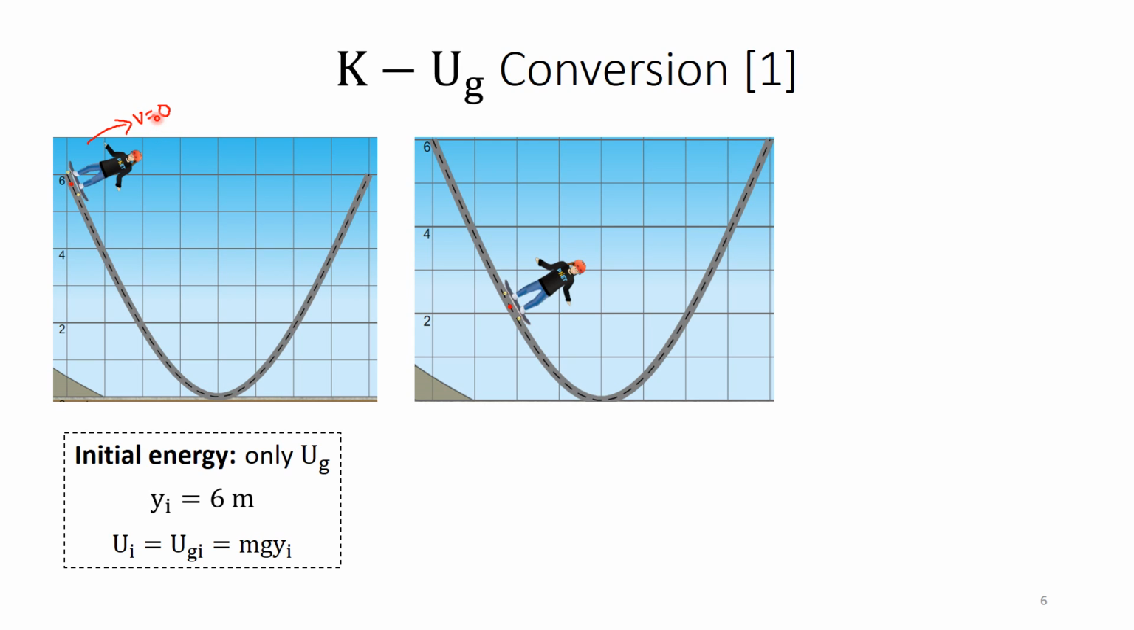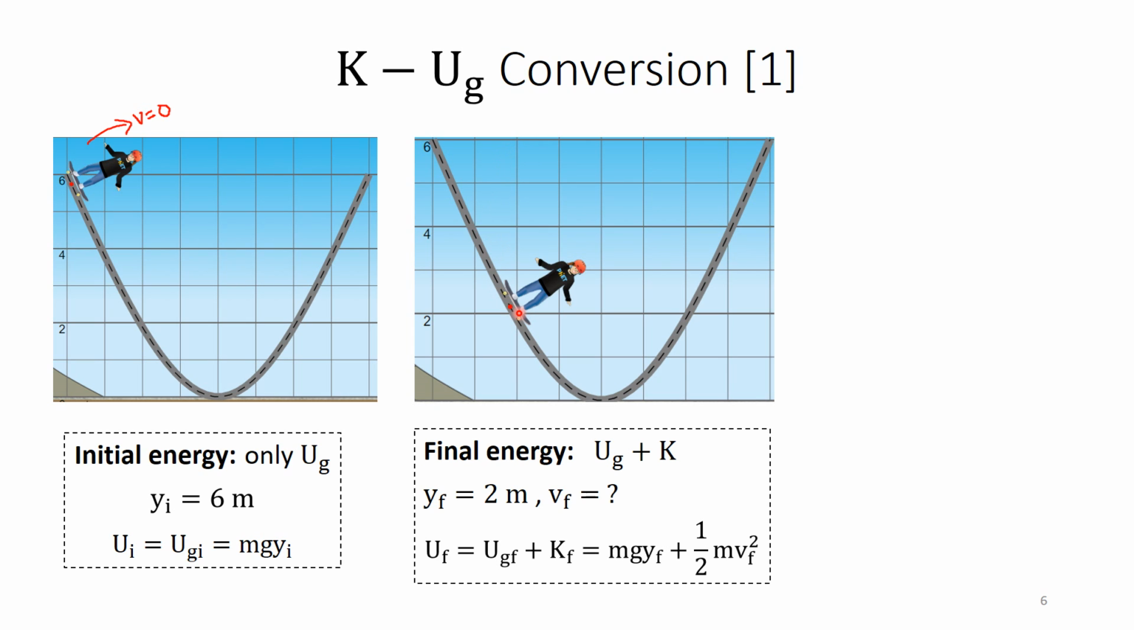If the speed is 0, that means the kinetic energy is 0, and the skater only has gravitational potential energy. Let's assume that gravitational potential energy has a 0 reference at the bottom, at y equals 0. So the initial height is 6 meters. His initial gravitational energy is mg times y. We don't know the mass of the skater, and g is 9.8, but let's just put them in symbols for now. We'll solve later.